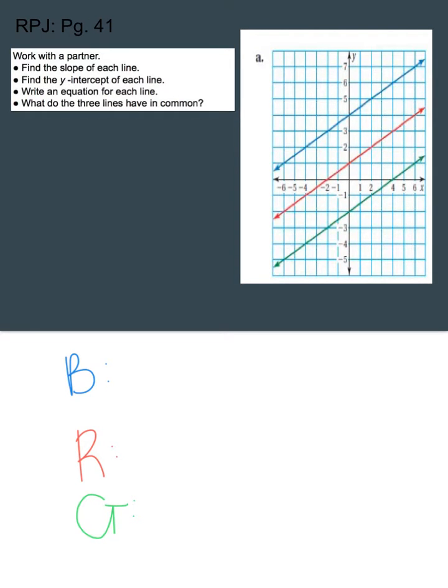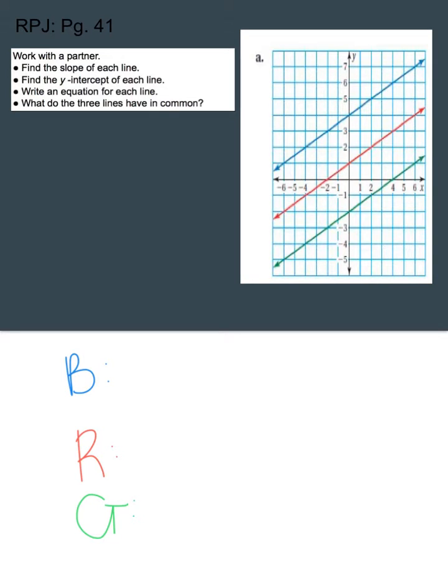Alright, so let's go ahead and take a look at this. It says, find the slope for each line, find the y-intercept of each line, and then write an equation for each line. So I'm going to start with the blue line, or the line on top, and I'm going to start off by finding the slope. If you notice, there's no ordered pairs written in. So you can find ordered pairs that fall on this line. When I do this, I'm going to start by just finding points.